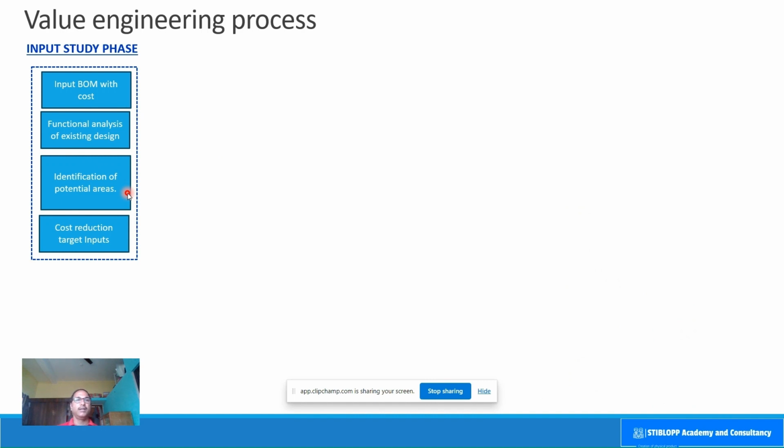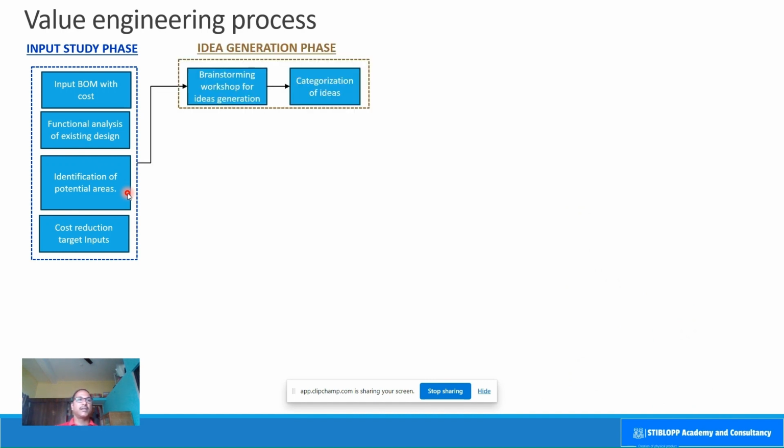The second phase, as I spoke before, is the idea generation phase. So, in the idea generation phase, we, along with the team members, analyze the design and try to come up with as many ideas as possible which contribute to the cost reduction. Once we have some good number of ideas, we categorize those ideas into different groups, which I will tell you later.